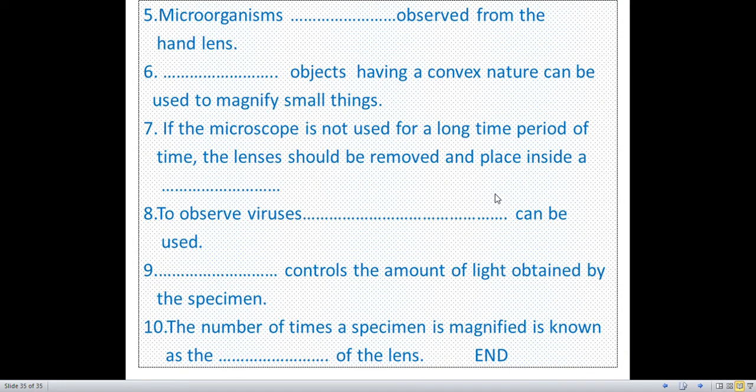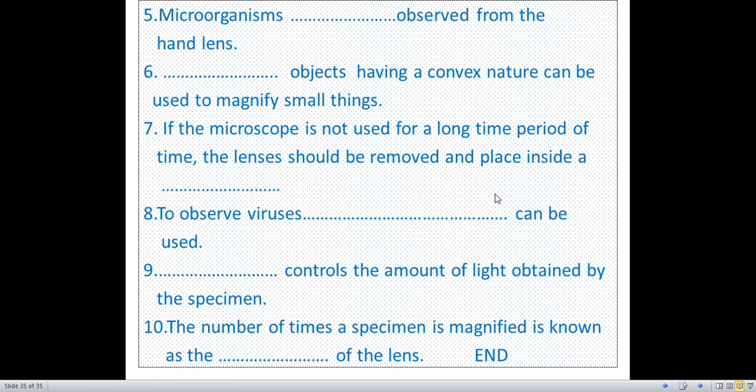5. Microorganisms blank be observed with the hand lens. Number 6. Blank objects having a convex nature can be used to magnify small things. Number 7. If the microscope is not used for a long period of time, the lenses should be removed and placed inside a blank. Number 8. To observe viruses, blank can be used. 9. Blank controls the amount of light obtained by the specimen. 10. The number of times a specimen is magnified is known as the blank of the lens.